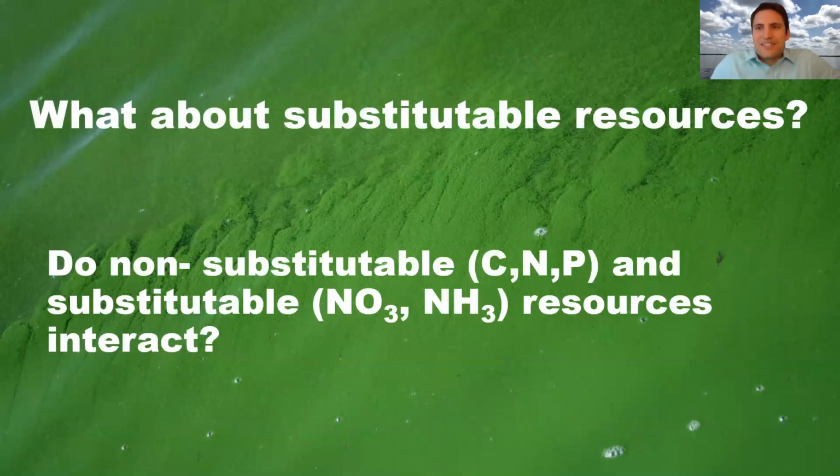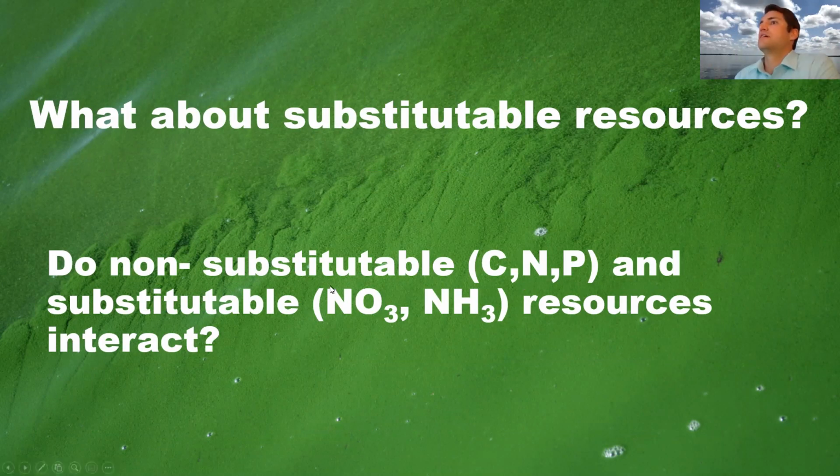But that gets us onto a different question that we took away from that. Well, what about substitutable resources? Substitutable resources are sort of like nitrate and ammonium. These are both nitrogen forms. If you're an algal cell, you can take up either one of these. You have the ability, but does that matter at all? Do those proportions matter at all?